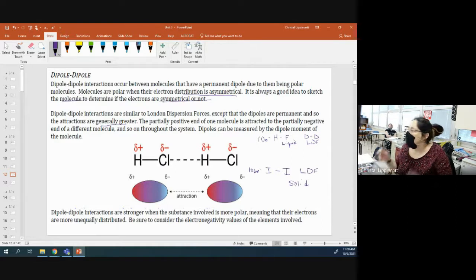Okay. By and large, dipole-dipole will have higher IMFs versus LDF. But you will see some of these anomalies once in a while where you're like, what? It's the LDFs. Go back and look at the size of the thing. Does HF also have hydrogen bonding? Yeah, but we haven't gotten there yet.